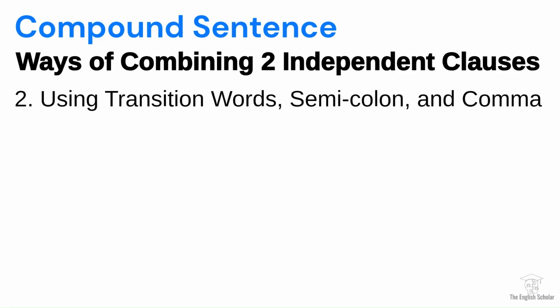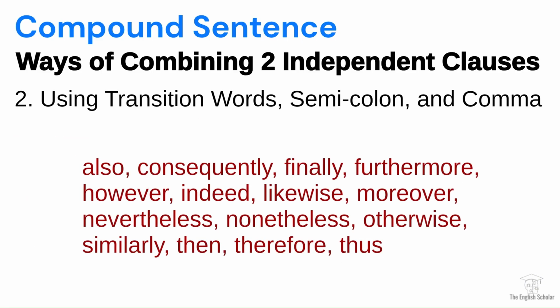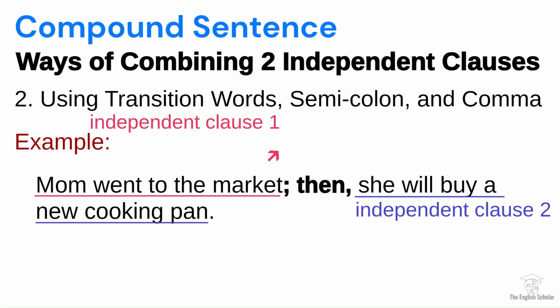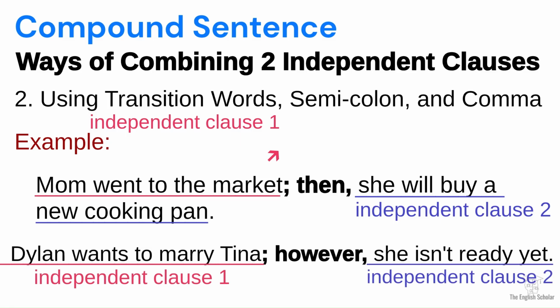Number 2. By combining independent clauses using any of these transition words, depending also on the meaning we want to express. And they are accompanied by a semicolon and a comma. For example, Mom went to the market, semicolon, then, comma, she will buy a new cooking pan. Dylan wants to marry Tina, semicolon, however, comma, she isn't ready yet.